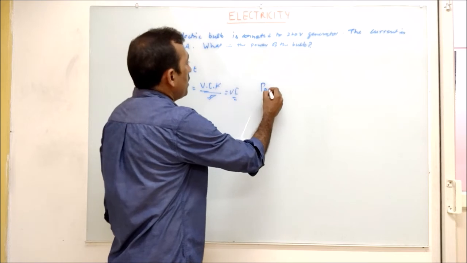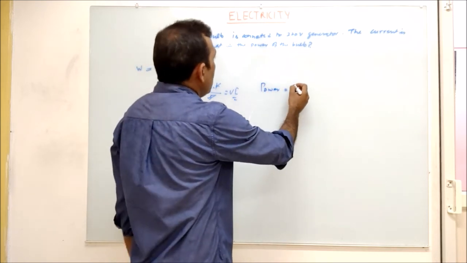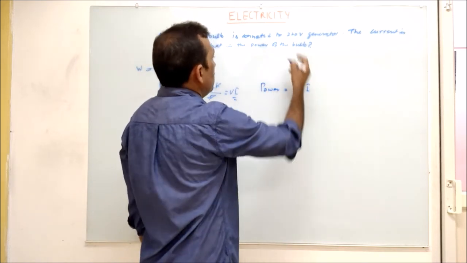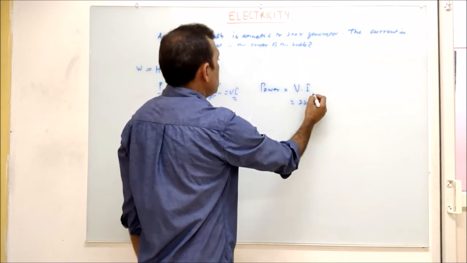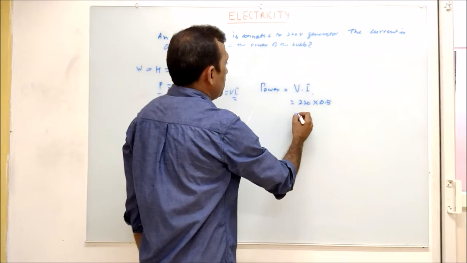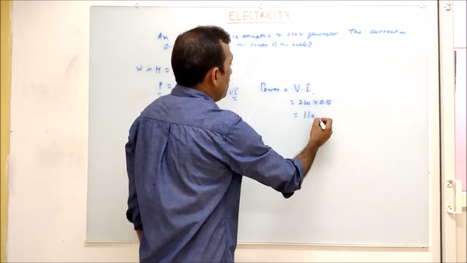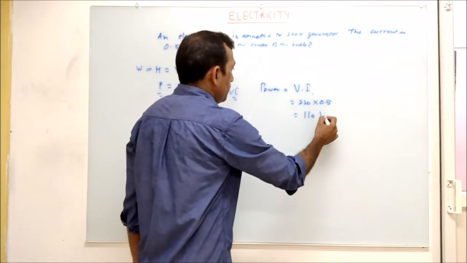So now here power equal to V into I. What is V? 220 volt. And what is I? I is 0.5 ampere. This will come to half of this, 110 watts.